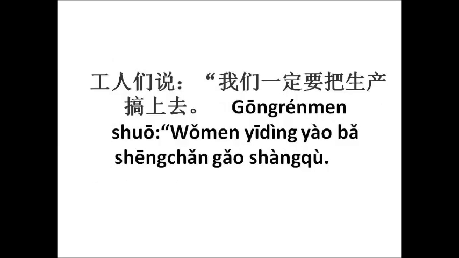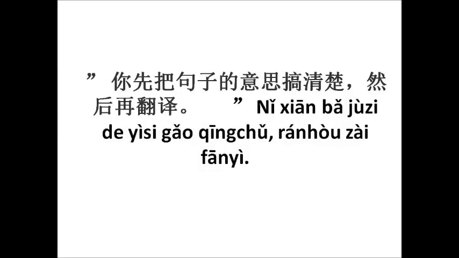Moving on to the second sentence. 工人们说, the workers say, 我们一定要把商场搞上去. The workers said we must get the production up. Shang chang is production. Gao shang qu. So workers say we must certainly increase the production or take the production upward.